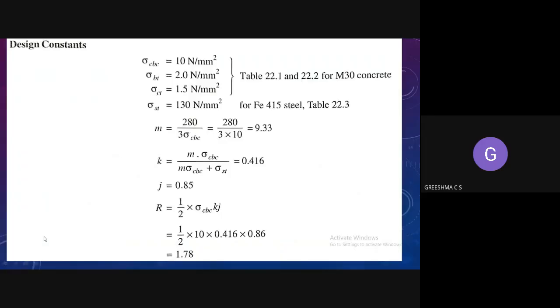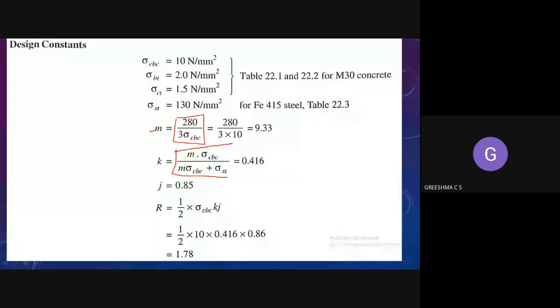We got all the four values. Again, I'm reminding you we are doing this using the working stress method. In the working stress method, you have to find out certain constants. Which are the constants? m, k, j and R. m is the modular ratio. The modular ratio equation is 280 divided by 3 sigma cbc. Same equation as in the previous module. Next one is k, that is m sigma cbc divided by m sigma cbc plus sigma st. You can substitute and you will get this answer.